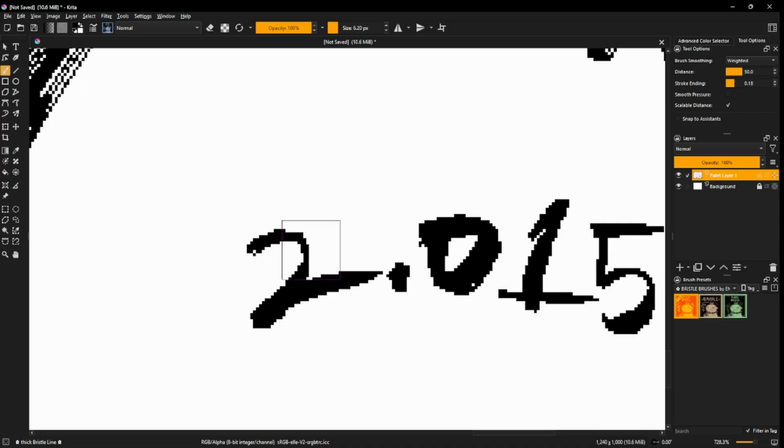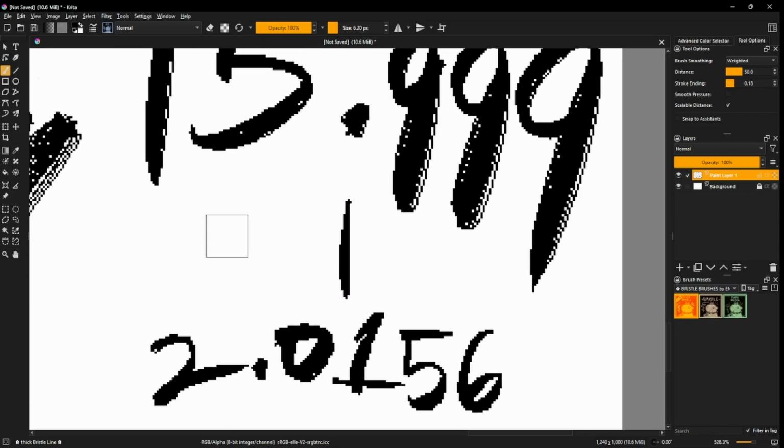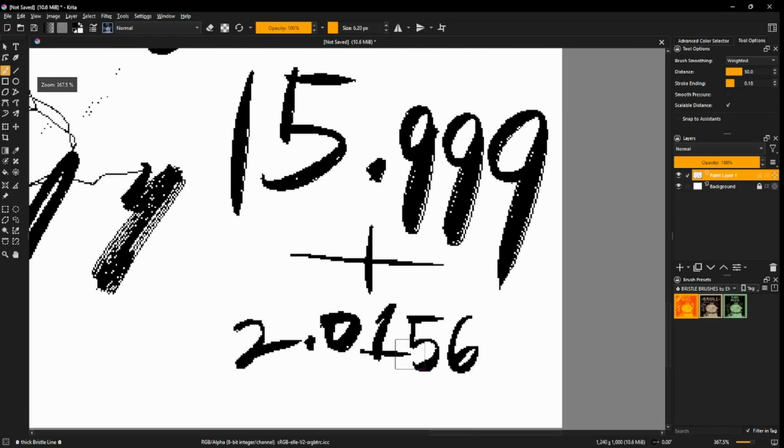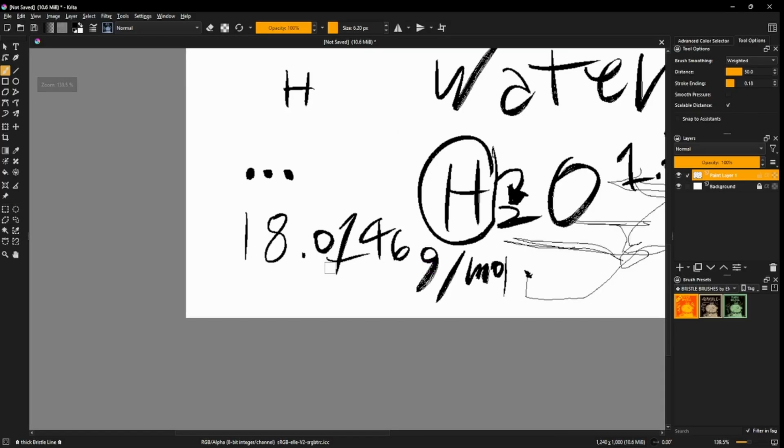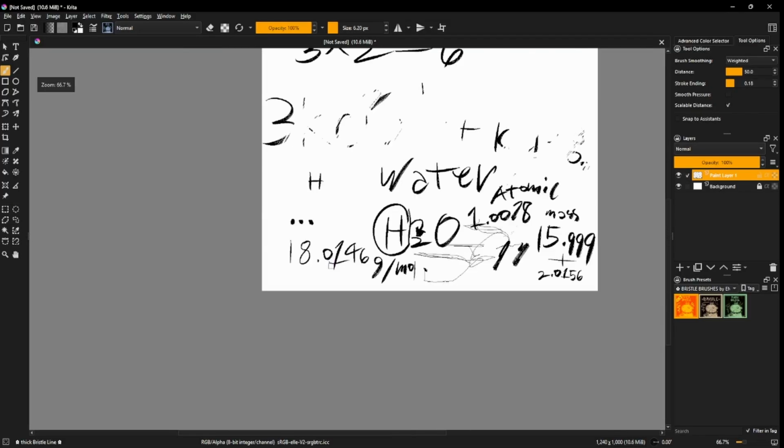You're not done yet, buddy. You're almost done. You plus these together. And that's it. That's how you calculate molar mass. It's so easy. I think this is how you calculate molar mass. I could be completely wrong.